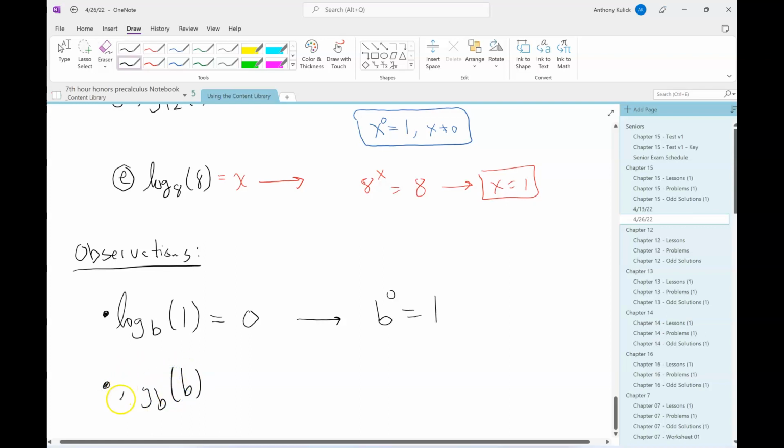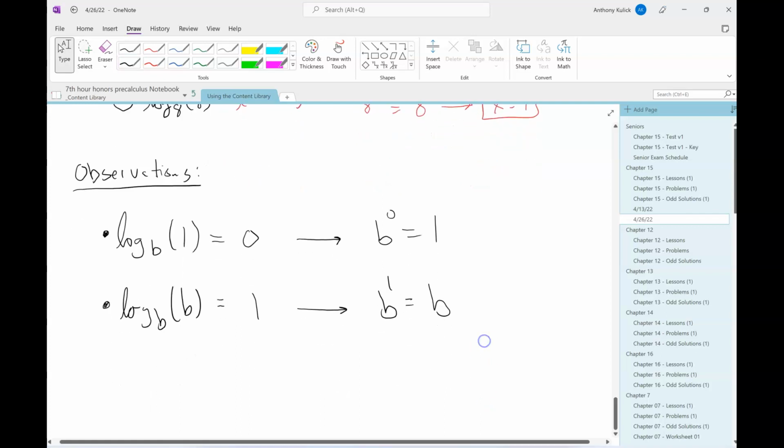How about log base b of b? What does that have to equal? 1, because b to the first is equal to b, if we recast that as an exponential. How about log base b of b to the y? What does that have to equal? It has to be y.